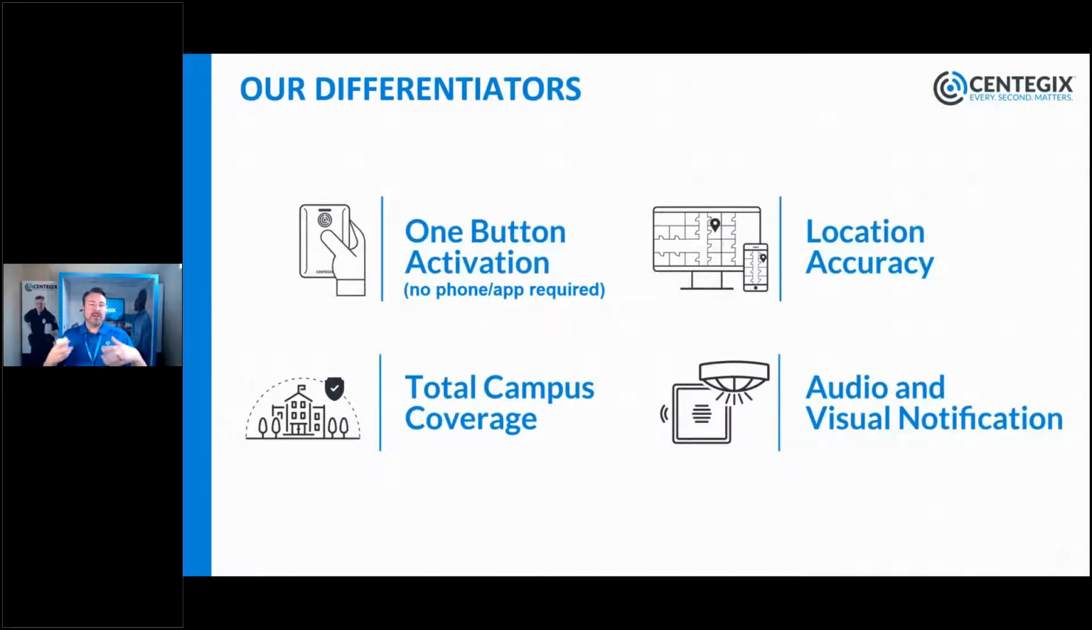And then the other thing is audio and visual notification. And this is really crucial, especially when we're talking about Alyssa's Law. Alyssa's Law is great. It's fantastic. It's definitely a step in the right direction. It's obviously important to notify first responders as quickly as possible if there is an active shooter event. The challenge comes in the first couple of minutes of that event, right?